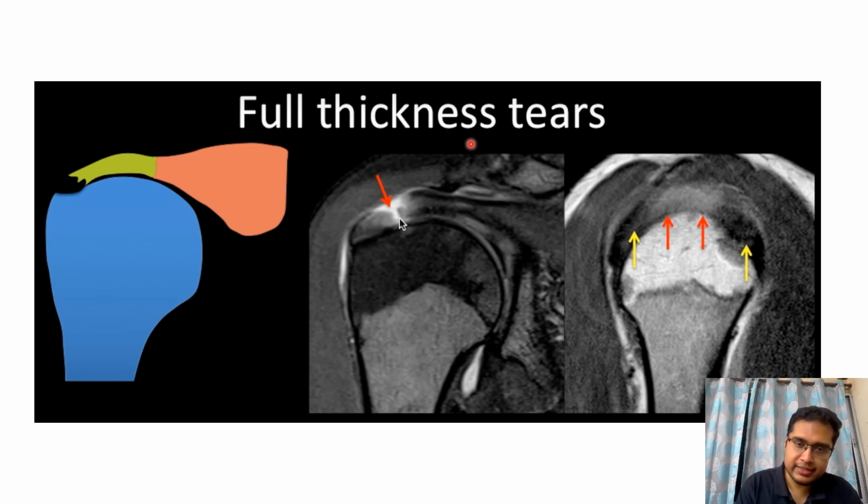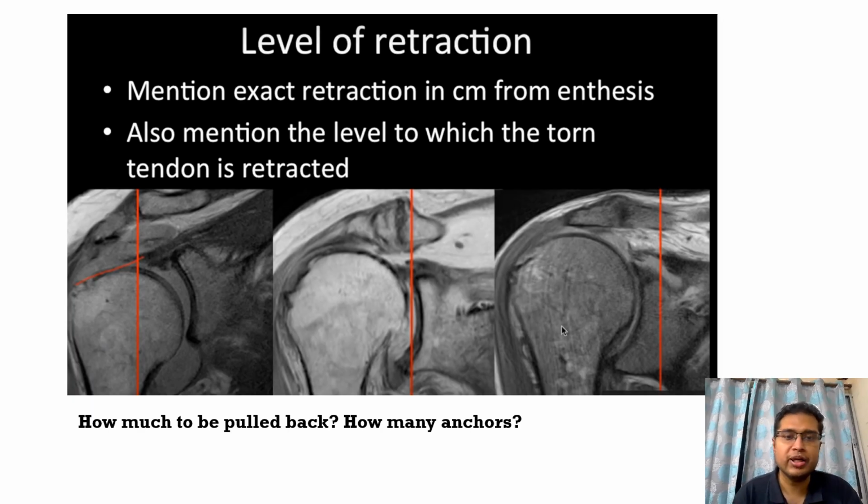Now coming to full thickness tear, which is the topic of our discussion because it needs proper reporting, and all the things that are to be mentioned in the report I'll be talking about because it needs surgical repair, where we can see the complete disruption of the tendon of the supraspinatus. Now what are the things that are to be reported in case of a full thickness tear? The first important thing is the level of retraction, as to the proximal portion of the tendon up to where it is actually retracted from its attachment.